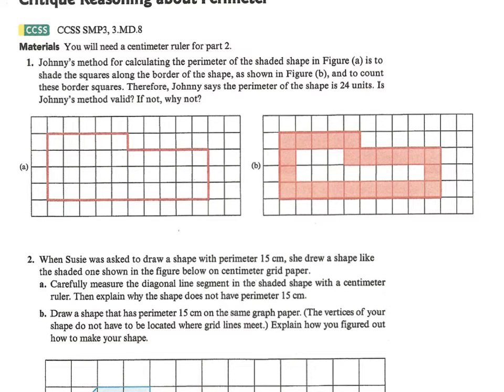Now that you've already looked through Activity 12R on your own, and I hope you've completed this whole page, let me go ahead and give you the explanations. And so, is Johnny's method valid? And the answer is no, it's not. Because what he did was he counted up all of these blocks that are on the outside edge. But as he did that, he ended up counting extra edges that do not belong.